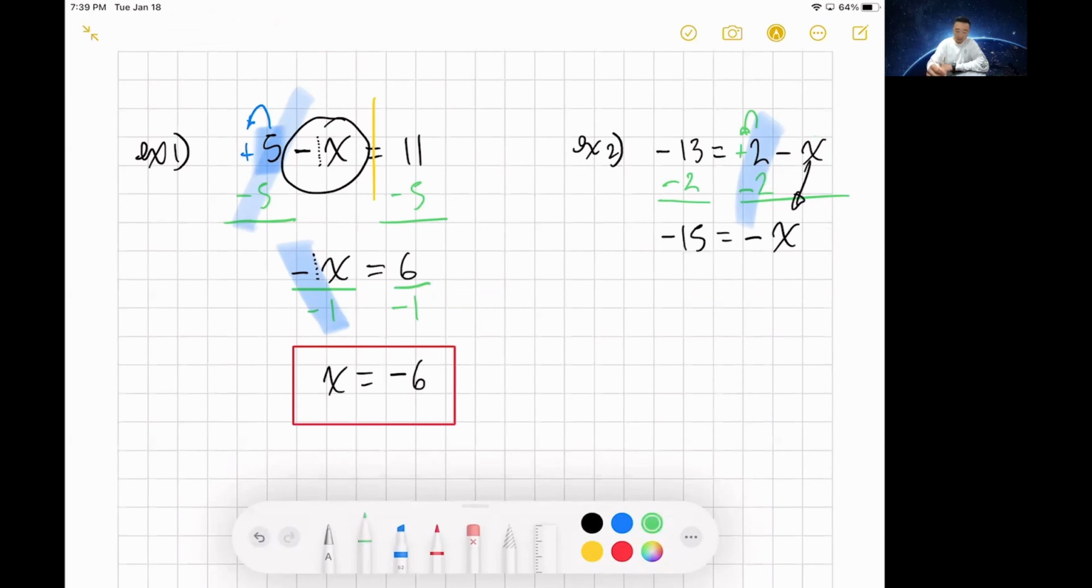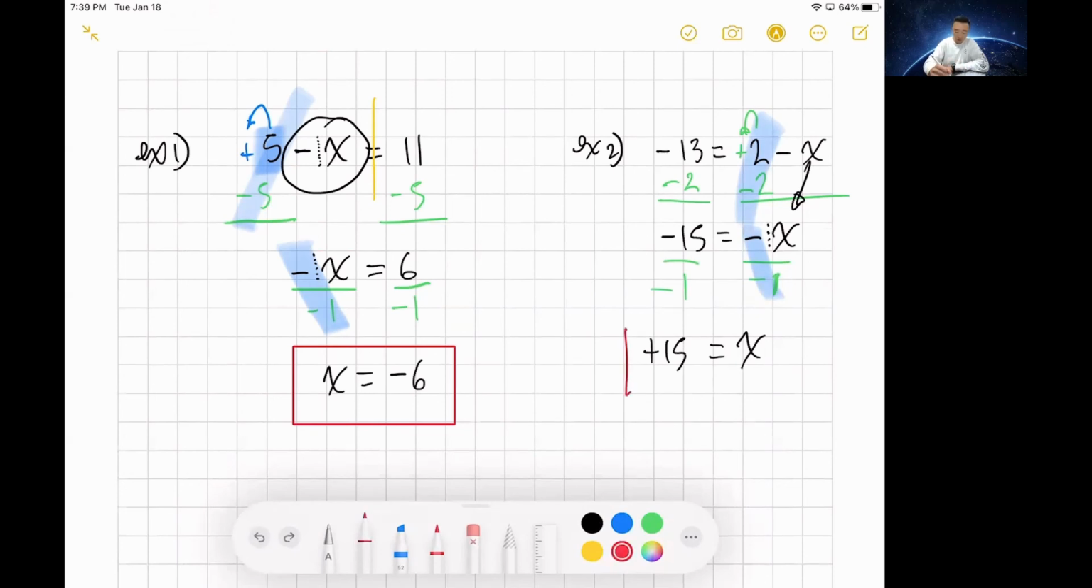I still gotta cancel out the negative in front of the x, right? So I'm going to do what I did before, right? Which is to divide by -1. Because negative divided by negative gives me a positive. And so then I have negative divided by negative gives me +15. Negative divided by negative gives me +1. But I don't really need to write that out.